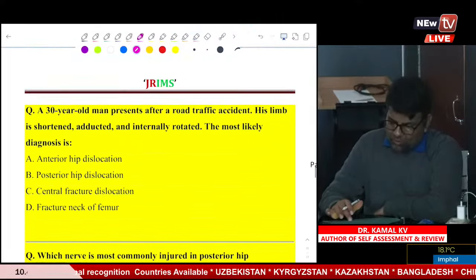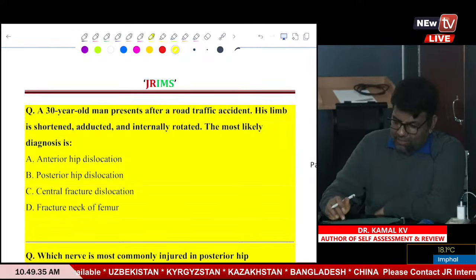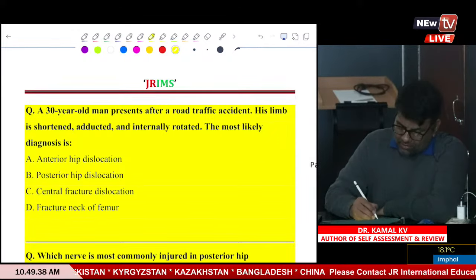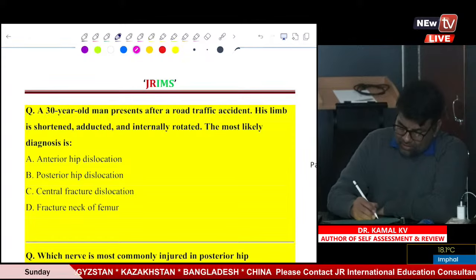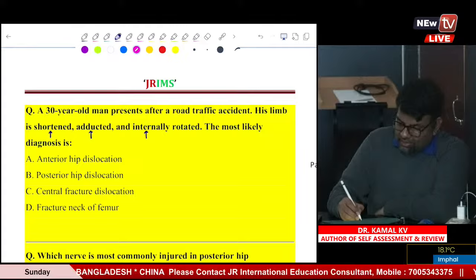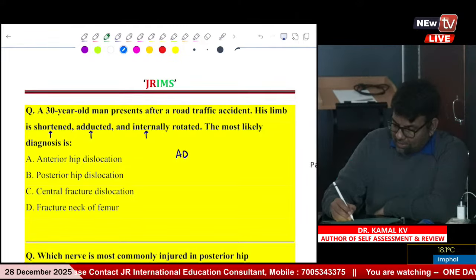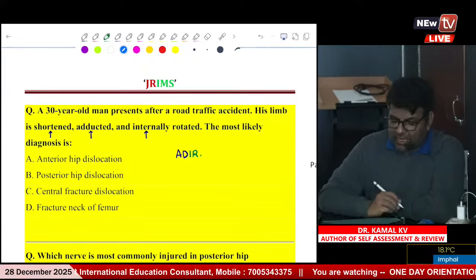Now let us take a few questions. A man presents with a road traffic accident. His lower limb is shortened, adducted, internally rotated. Now what will you say?